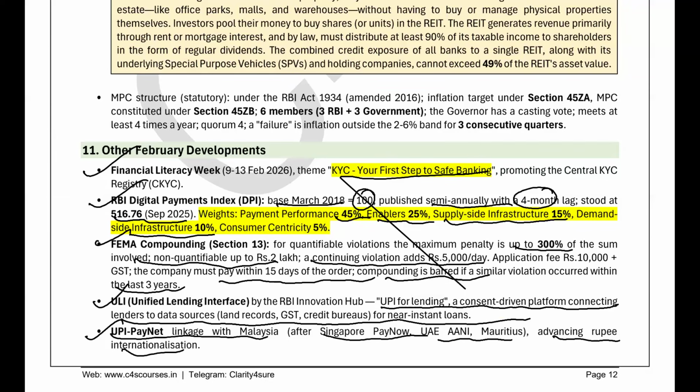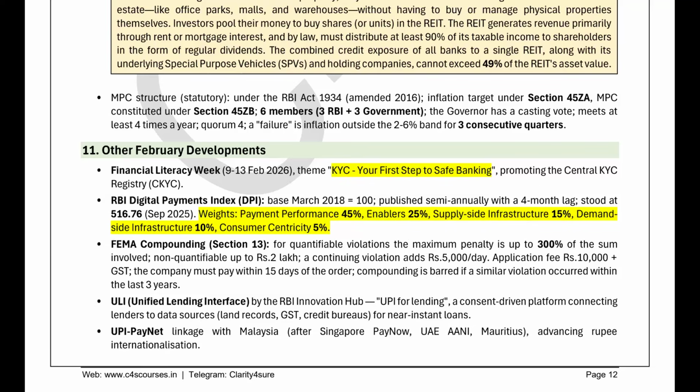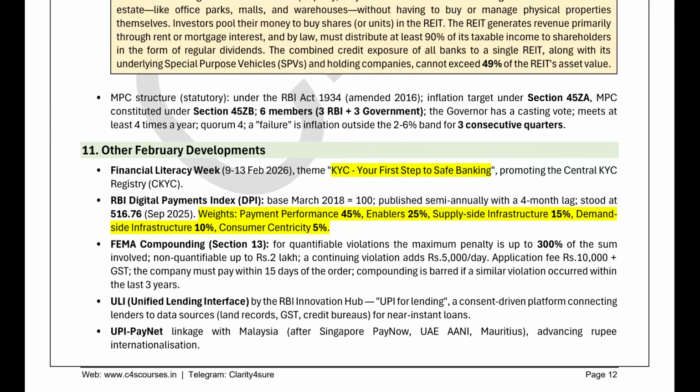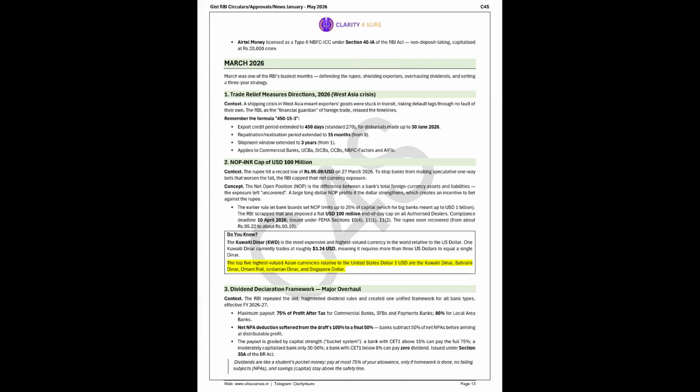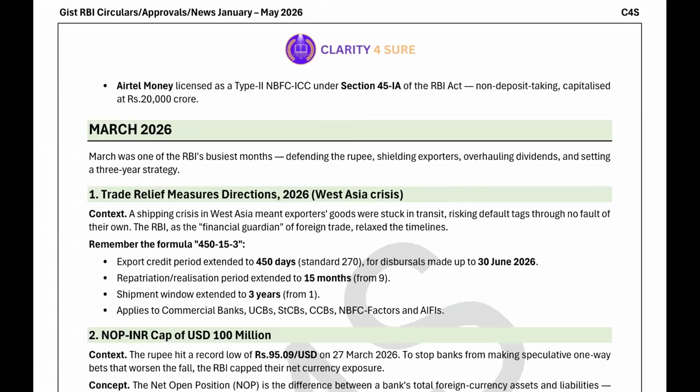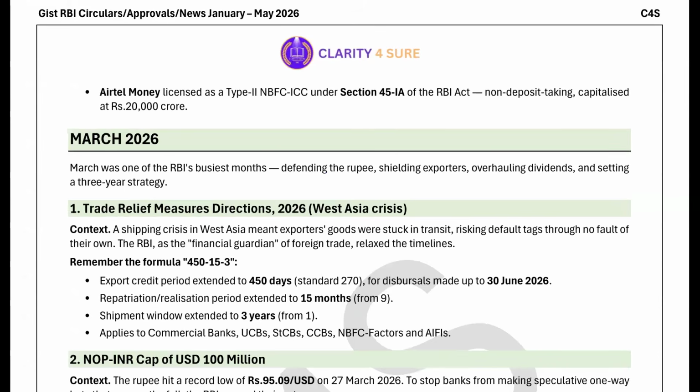Though when I will be discussing the banking finance marathon, उसमें भी ये सारे news आएंगे. ये one-liner news will be coming up, right? So please try to understand. And the last news for the February month, that is one-liner, is Airtel Money, right? It is licensed as the Type 2 NBFC-ICC under Section 45-IA of the RBI Act. Non-deposit taking, capitalized of rupees कितना, याद रखो, 20,000 crore, right?